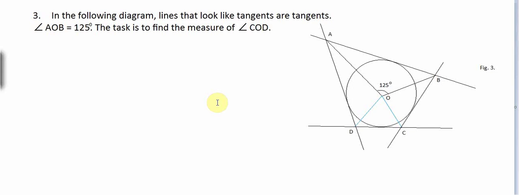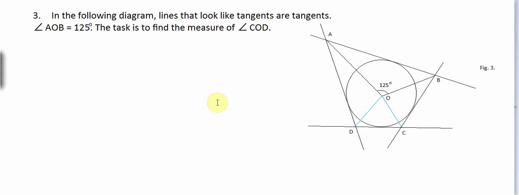In the following diagram, lines that look like tangents are tangents. Angle AOB is 125 degrees. The task is to find the measure of angle COD. So this is a nice puzzling question. How do we calculate analytically the measure of angle COD given that angle AOB is 125 degrees?